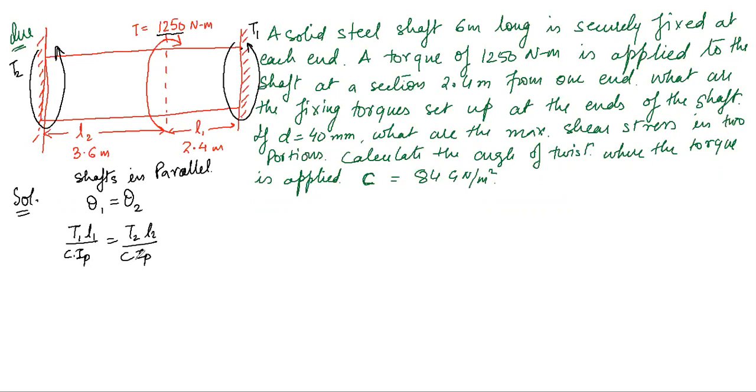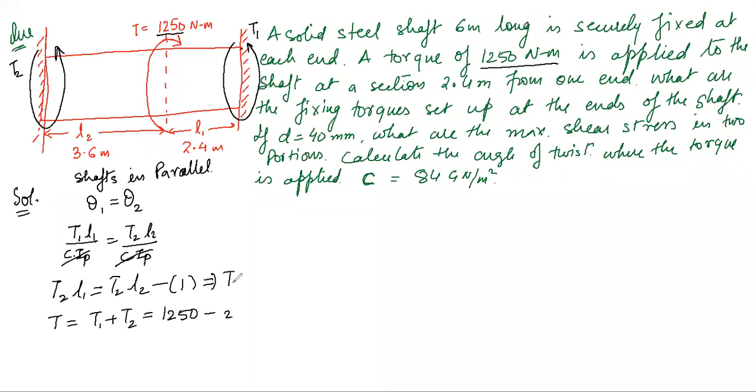Now, the diameter of this shaft is the same throughout and it is of the same material. It means the value of CIP cancels out and the equation reduces to T1 L1 is equal to T2 L2. That is the first equation we have got. For shafts in parallel, the total torque is T equals T1 plus T2, and the torque of 1250 newton meter is already given. So T1 plus T2 is 1250 newton meter, this is equation number 2.